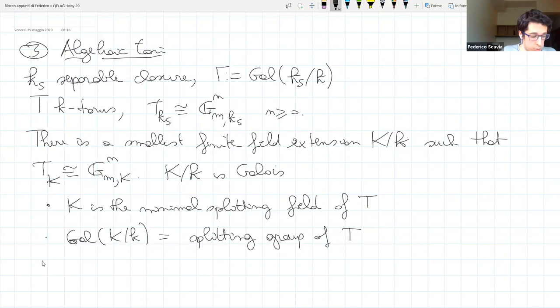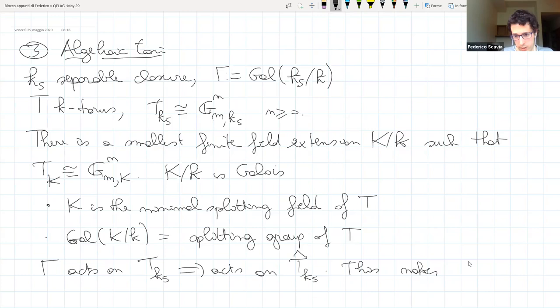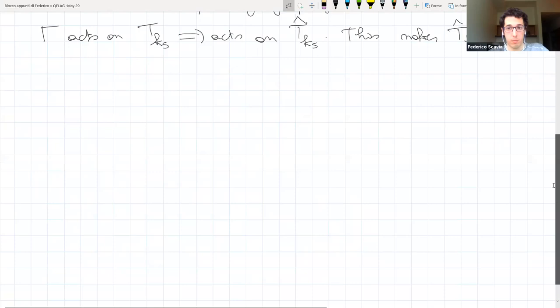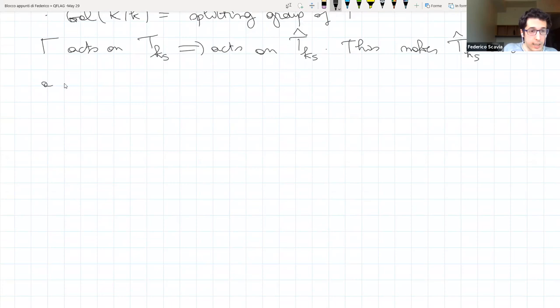So Γ, the absolute Galois group, acts on T base changed to the separable closure. And so it also acts on the character lattice. And then this makes T_{k^s} hat into a Γ-lattice.